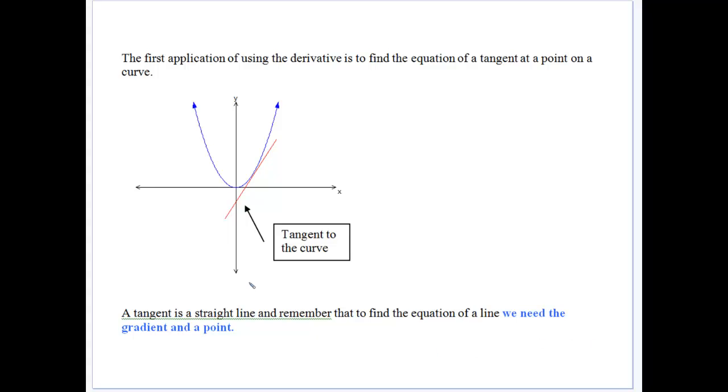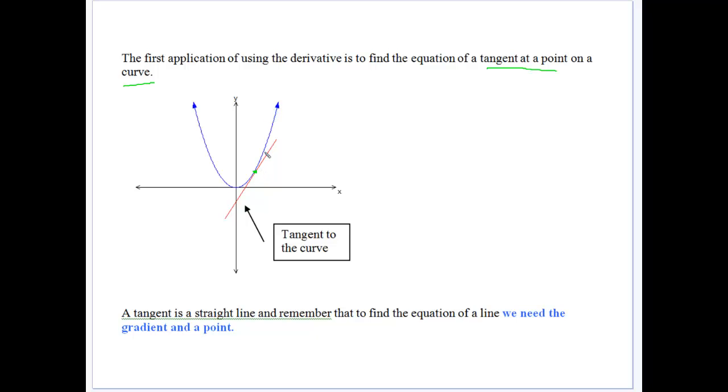The first big application of calculus and derivative calculus is to find the equation of a tangent at a point on any curve. Now, we're going to do a lot more than that, but this is our first major application. So remember what a tangent was. We talked about a tangent when we were looking at first principles: a line that touched a curve at one point only. So there's our tangent to our curve.